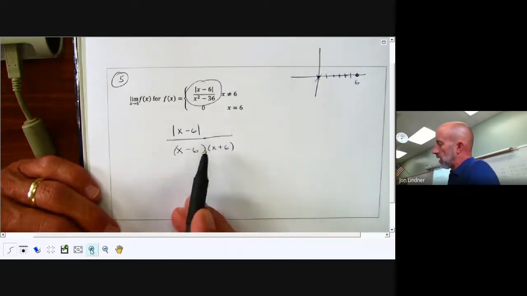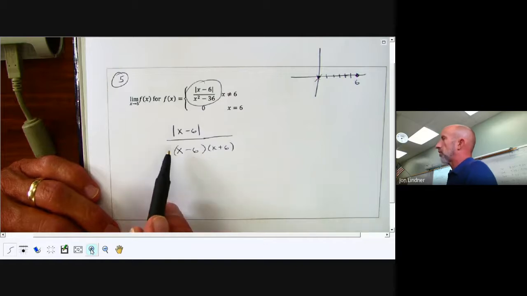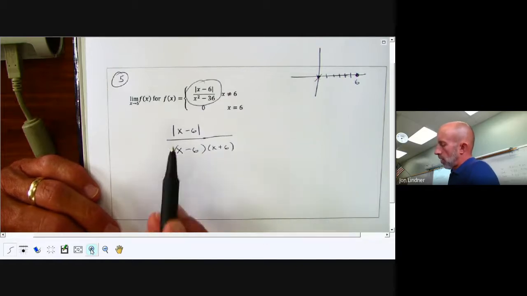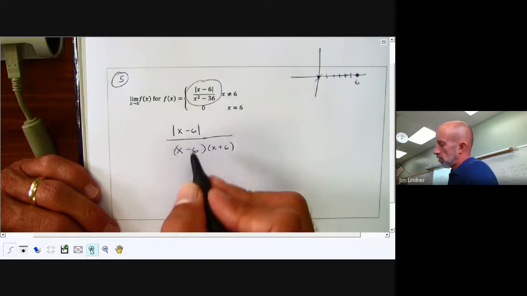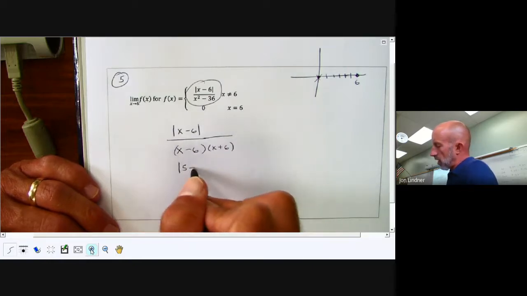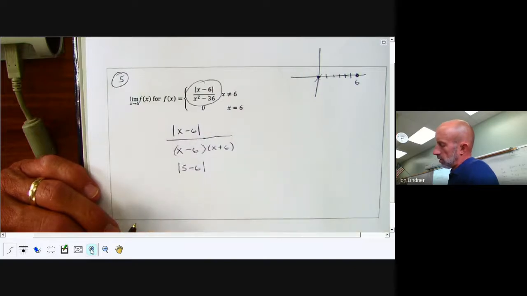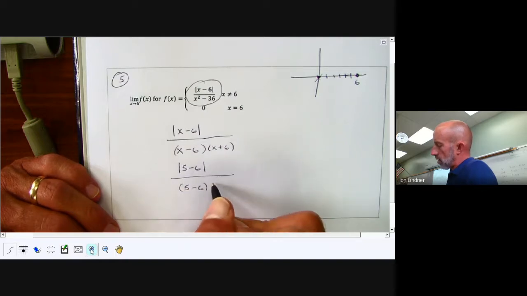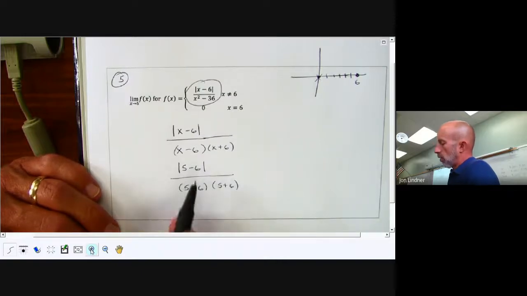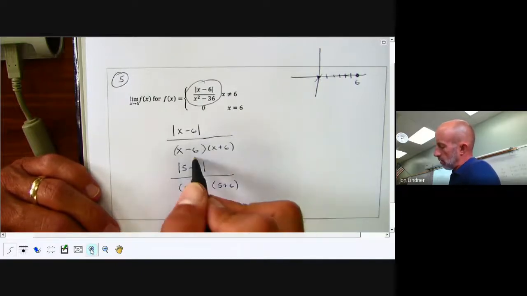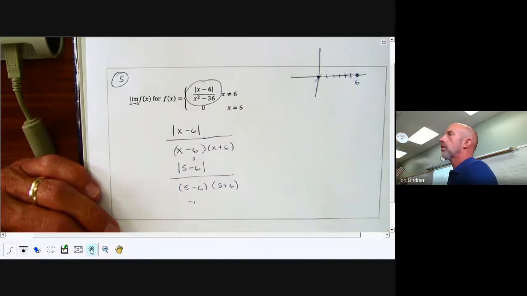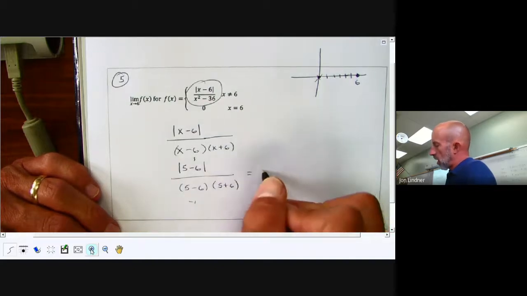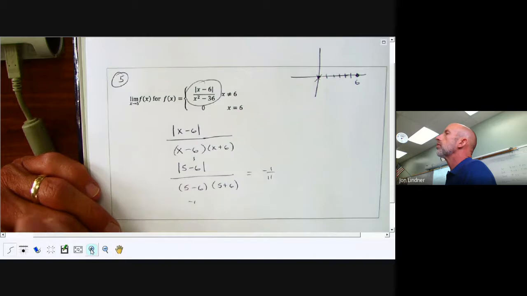But what's happening as we approach from the left and the right here? If I were to pick 5, let's look at this numerically. The absolute value of 5 minus 6 over 5 minus 6 times 5 plus 6. Well, this is going to be 1. This is going to be negative 1. All right. So it looks to me like this is going to be negative 1/11. Right?